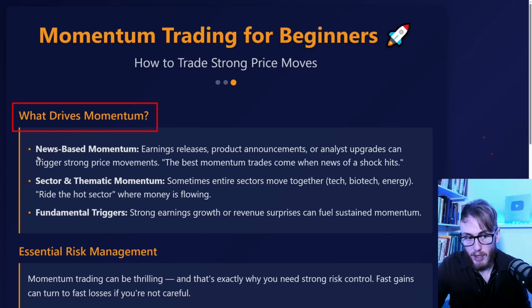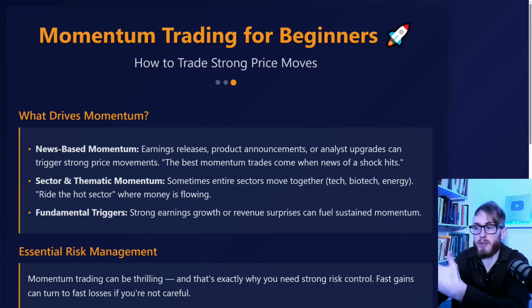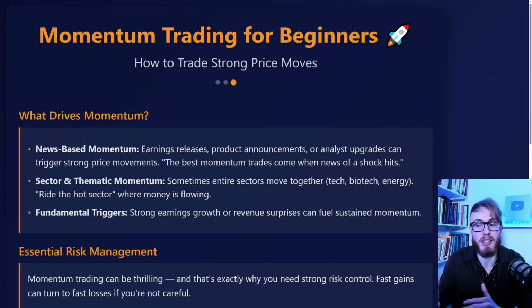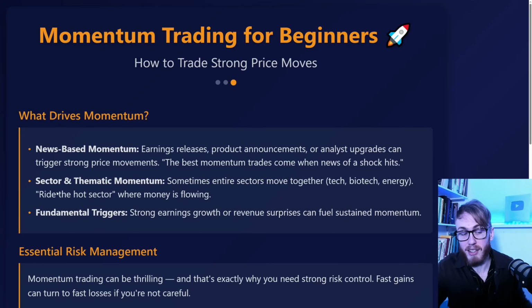Well, one thing that can drive momentum is news-based momentum. So things like earnings releases, product announcements, or maybe analyst upgrades can all trigger strong price movements. But as technical traders, if we don't want to, we don't have to pay attention to the news. We can focus on the price, because in one sense, you can think about it that the news are reflected in the price. But there are definitely traders that are combining analysis of news and technical analysis. Another thing that can drive momentum is sector and thematic momentum, and we also have different fundamental triggers.